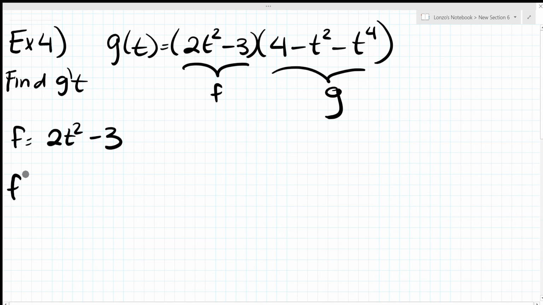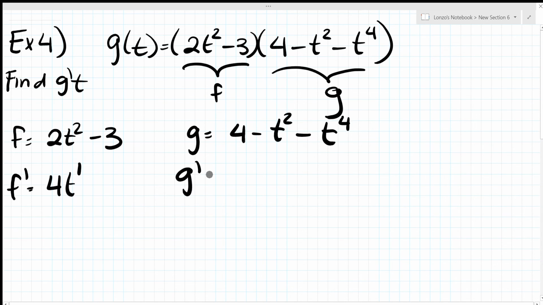And then to take the derivative of that is just using the power rule. So 2 times 2 is 4t, and then 2 minus 1 is 1. And we know that the derivative of a constant is always 0, so it's just 4t. My g is 4 minus t squared minus t to the 4th power. And then the derivative of that is, the derivative of 4 is a constant, so it's just 0. And then this one is going to be negative 2t to the 1st power. This is going to be negative 4t to the 3rd power.